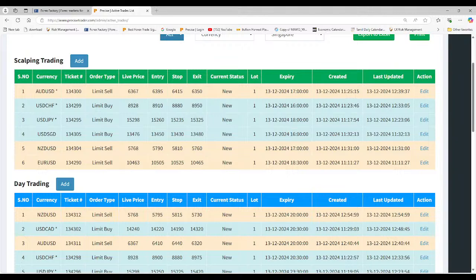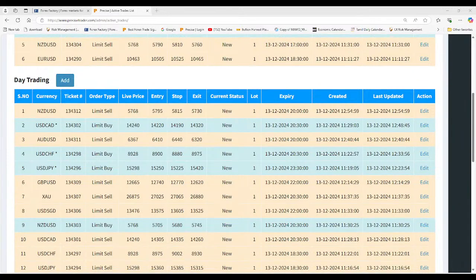Okay, let me check the chart. Okay, let me look into the chart. The 135.15 is a critical level. Once it breaks, we should see the price moving higher. So, if that is the case, I want to give one more order on the day trading.